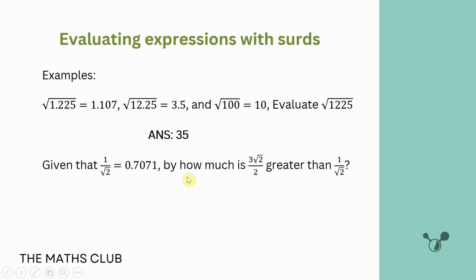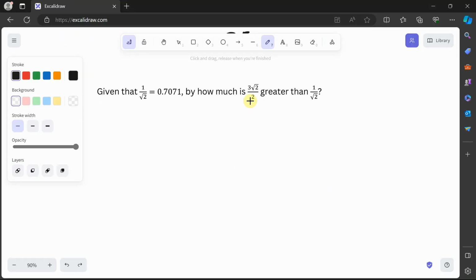And this example is saying that given that 1 over root 2 is equal to 0.7071, by how much is 3 root 2 all over 2 greater than 1 over root 2? This is actually a very interesting question. So we're trying to compare 3 root 2 over 2 and 1 over root 2.